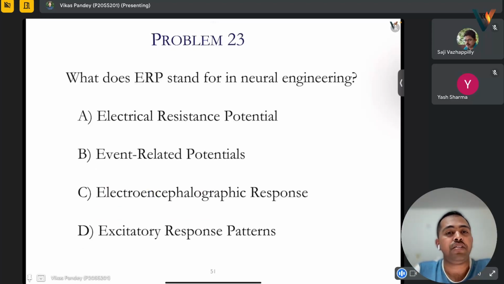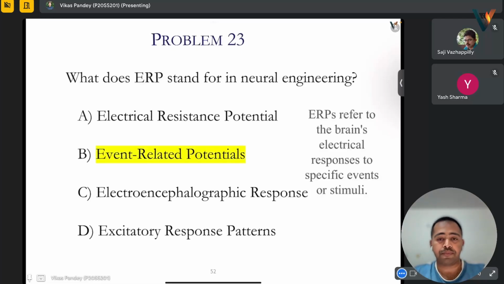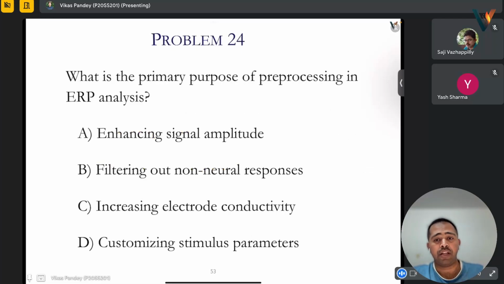What does ERP stand for in neural engineering? Electrical resistance potential, event-related potential, electroencephalographic response, or excitatory response patterns? B. Event-related potential. Okay, related to different stimuli. What is the purpose of pre-processing in ERP analysis?